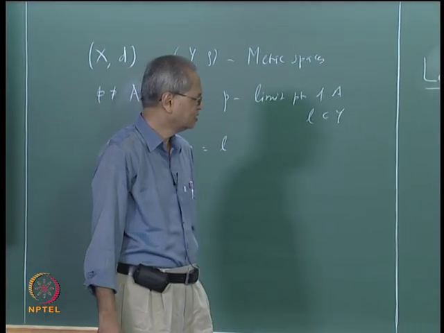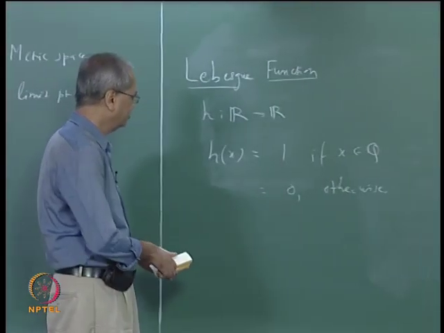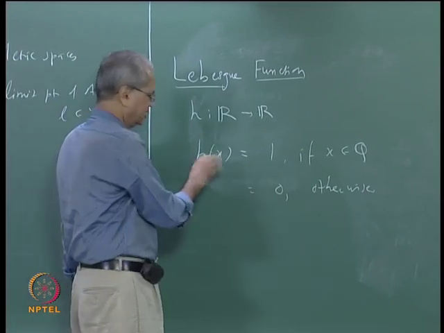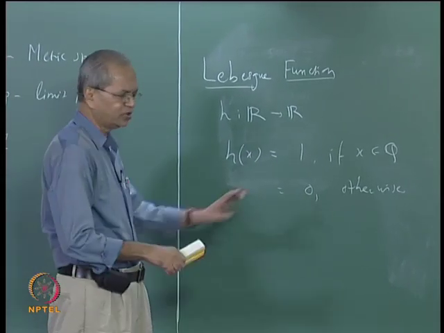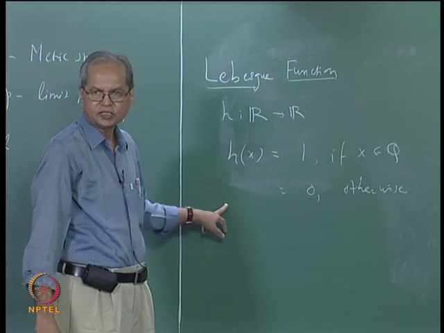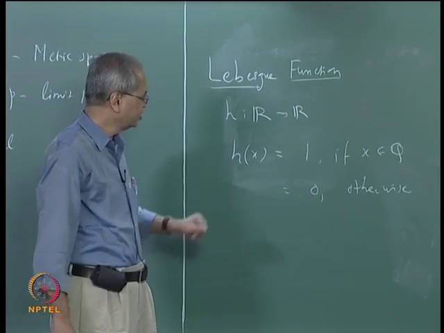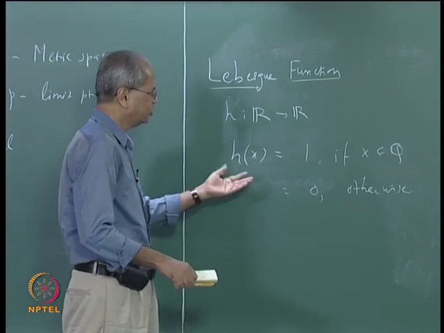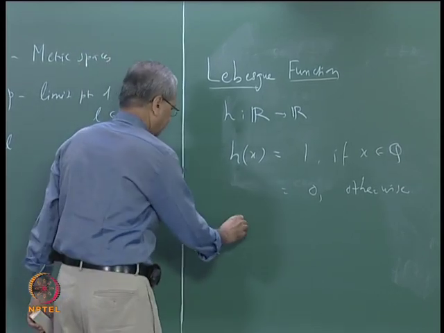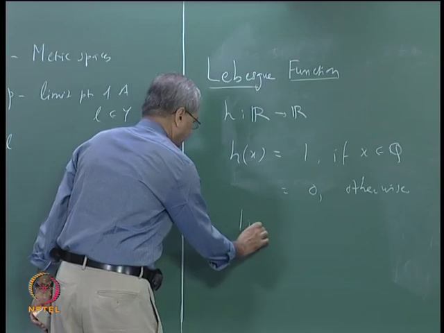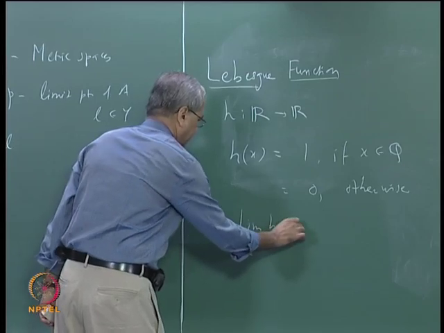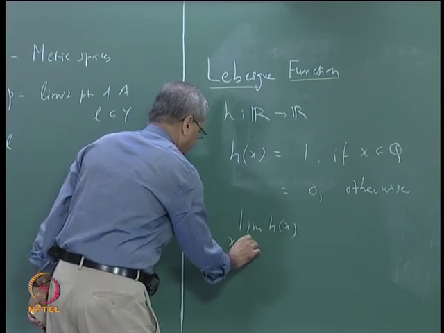Now in this case we will be able to show that if you take any p, the limit of h(x) as x goes to p does not exist. And how does that follow? Let us look at just p equal to 0, say the limit of h(x) as x tends to 0.